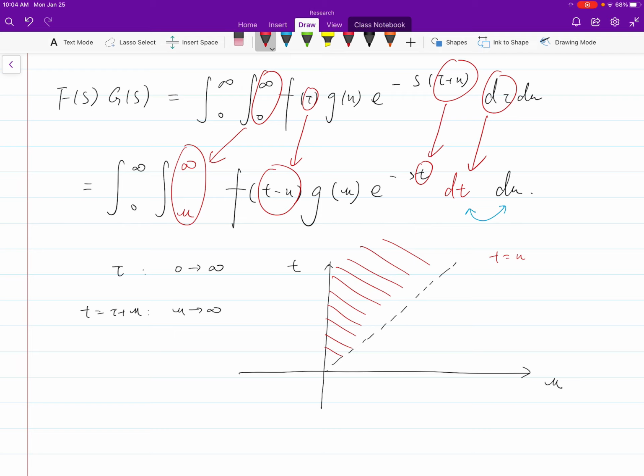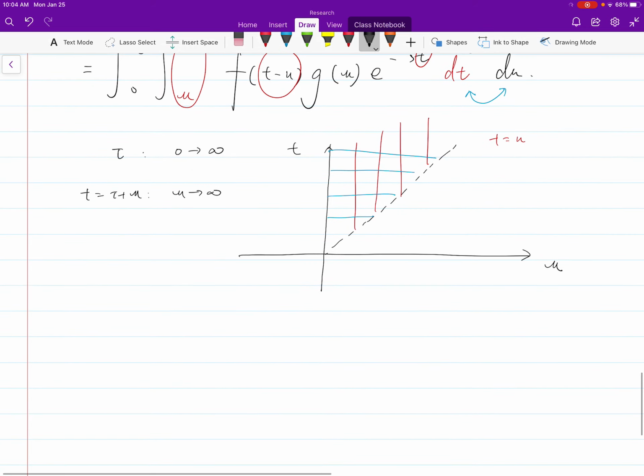Now, if you want to switch the order, it's pretty easy to see. Instead of doing things in the red way, which is the old way, I want to do things in the blue way. So what we have is integration from 0 to infinity, dt. And for each one, we go from 0 all the way to t, du.